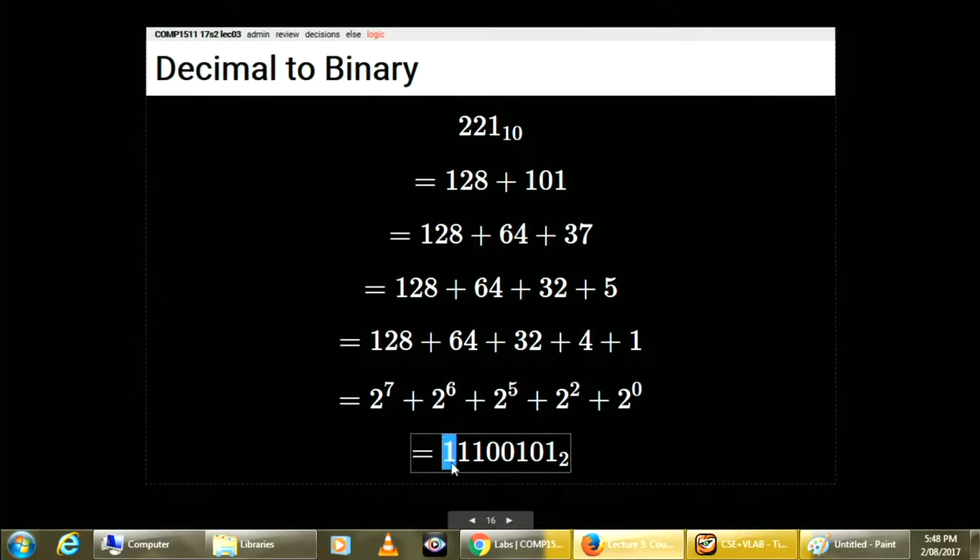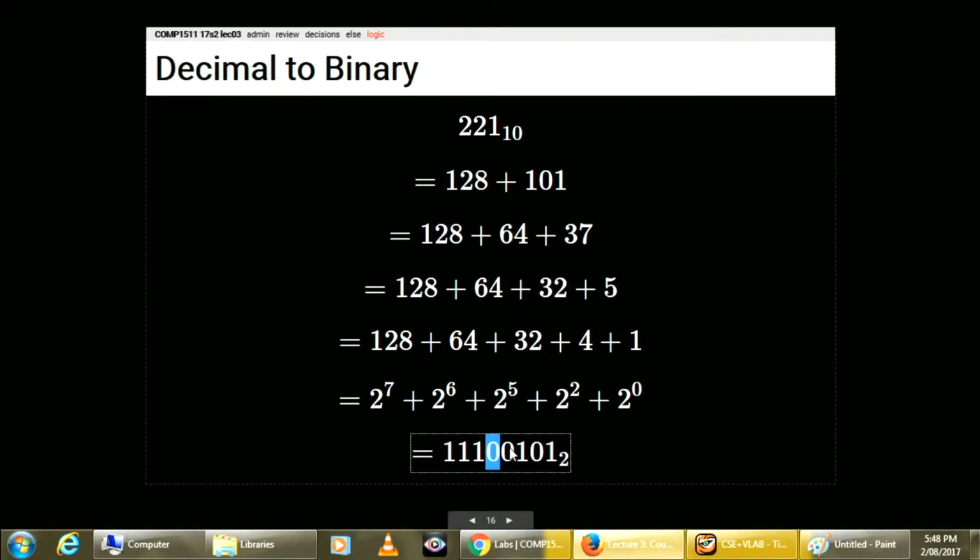This is 128, which was 2 to the 7. 0, 1, 2, 3, 4, 5, 6, yeah, 2 to the 7. 2 to the 6 was 64. We have one lot of 64 in there. Then we had 37 left over. We can get a 32 out of that, so we have a 32 there. Then that gives us 5 left over.